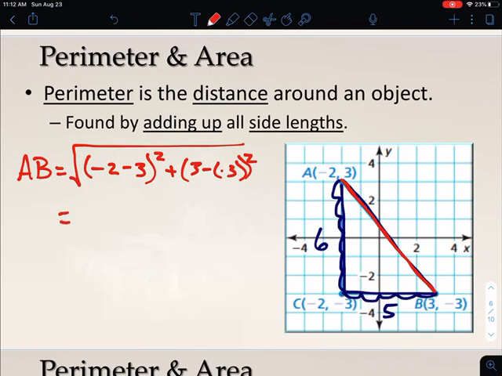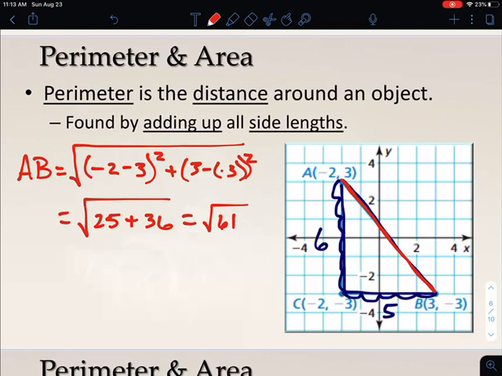And so now I just calculate my distance. So in this case, -2 minus 3 would be -5, squared would be 25. 3 minus -3 would be 6, squared would be 36. And then from here, I can add the 2 values together. So 36 plus 25 is going to give me 61.